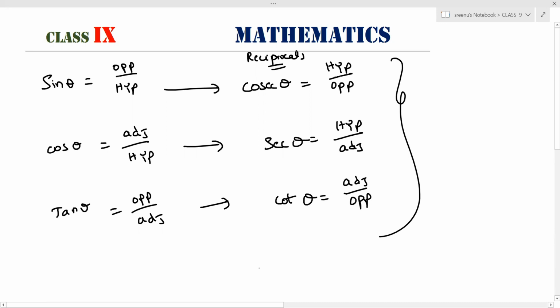Now please take a screenshot. These are the 6 basic trigonometric ratios and reciprocals. Trigonometry depends on and deals with these ratios only. In trigonometry, we have to remember all these 6 ratios and definitions immediately. For multiplication, you remember tables, no? Like that, in trigonometry, we have to know the 6 ratios.